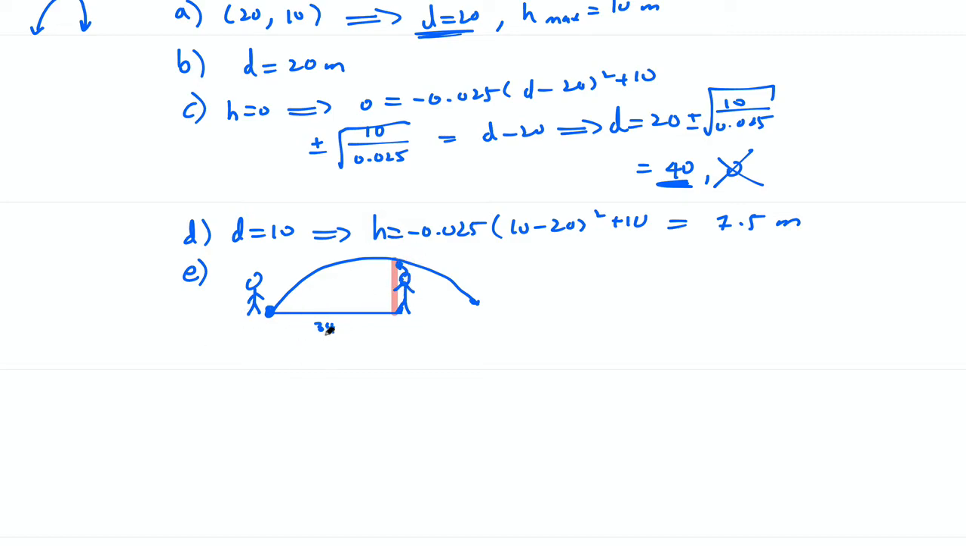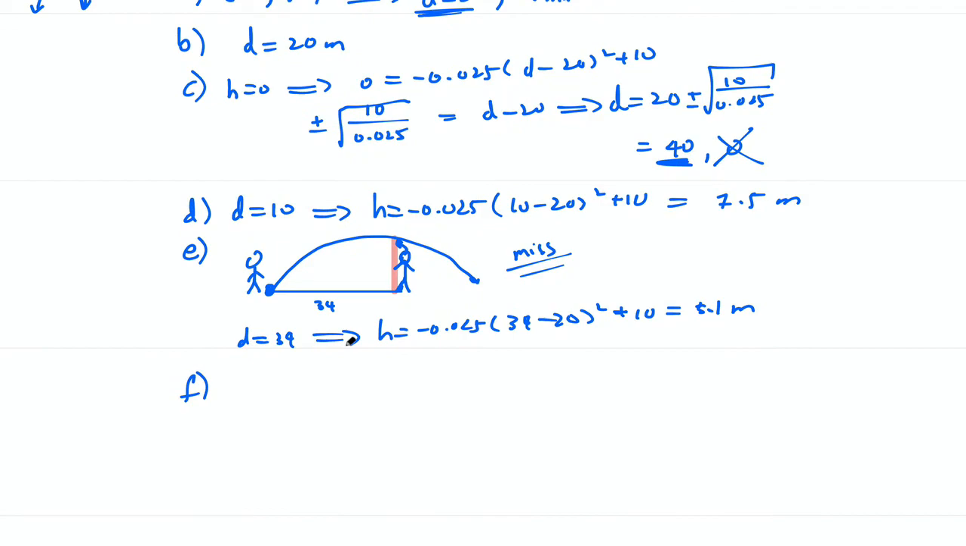So at d equal to 34, what is the height? When d is equal to 34, I get that h is equal to −0.025(34 − 20)² + 10, and then you get 5.1 meters. 5.1 meters is a pretty high distance to jump, so I do not think the header could actually head the ball properly. Since it's too tall, he's going to miss.